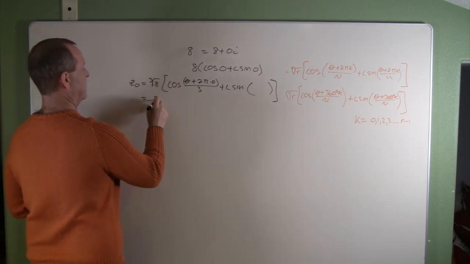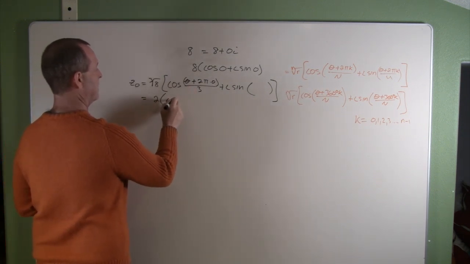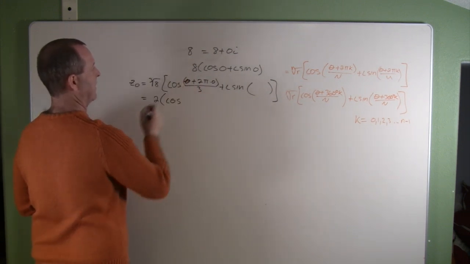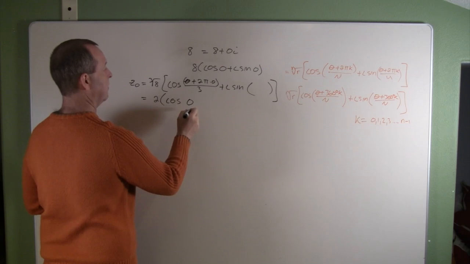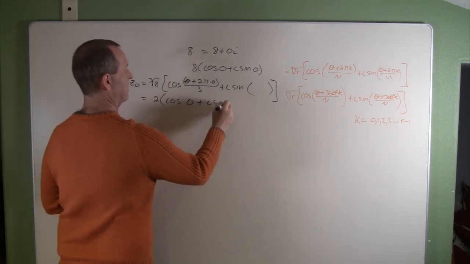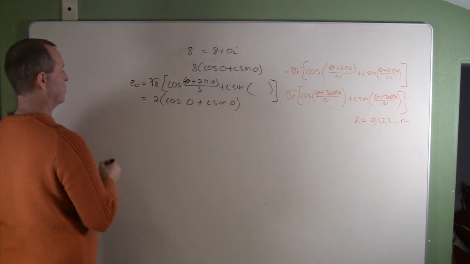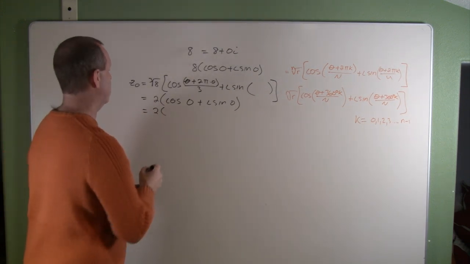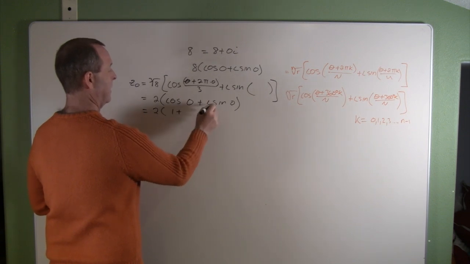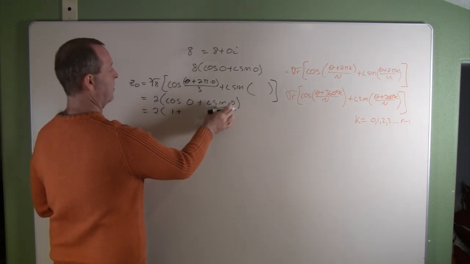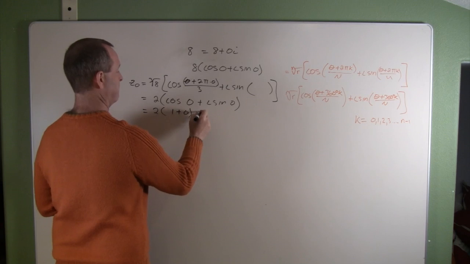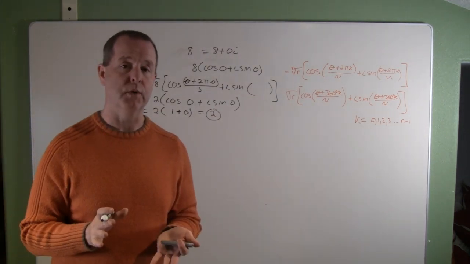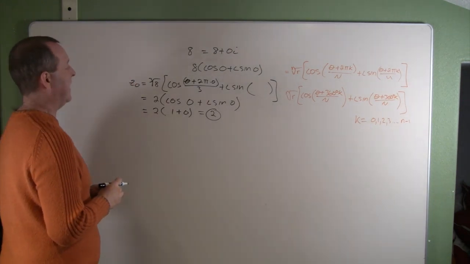The cube root of 8 is a 2. Cosine of theta plus, sorry, that's a 0, it's not a theta. So 0 plus 0, it's the cosine of 0 plus i sine of 0. That's the very first one, and I can reduce that down more. Cosine of 0 is a 1 plus i sine 0. Sine 0 is a 0, so it equals 2. So there's one cube root that I found of 8.